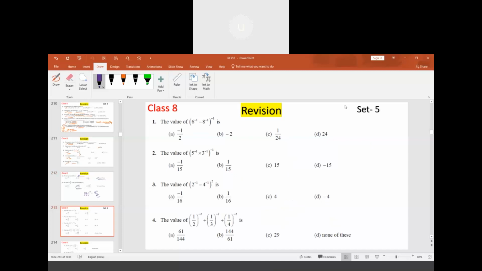Next we have the last set, probably the fifth set. 1 by 6 minus 1 by 8 to the power minus 1.